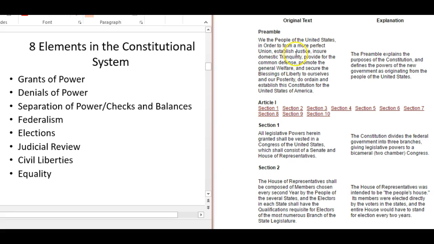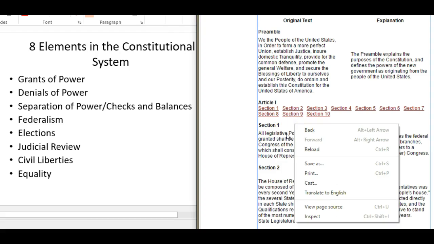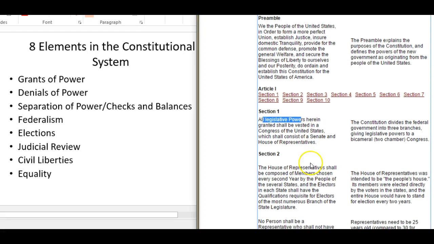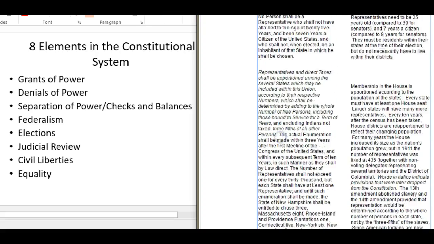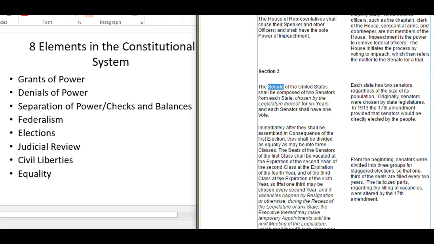All right, here's the preamble. Article 1. There are 7 articles altogether. So here's Article 1. Now you can see here, what's Article 1 mostly about? My finger's in the right place. Article 1 is about the legislative branch. Okay? And you'll see Section 2 of Article 1 talks about the House, right? And what do you think Section 3 talks about? The Senate, of course, right? So setting up those 2 houses, the bicameral legislature.